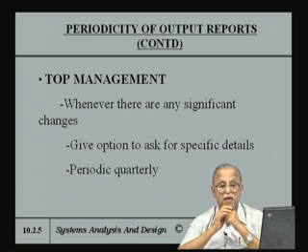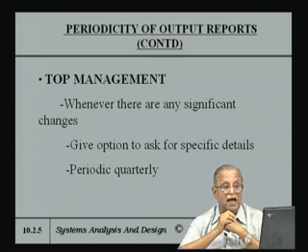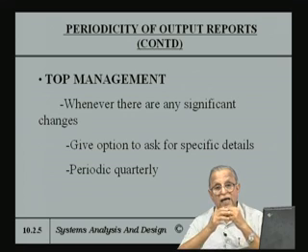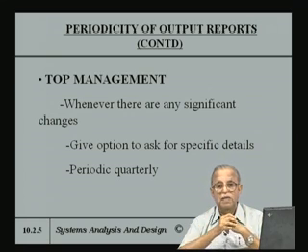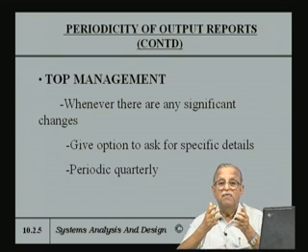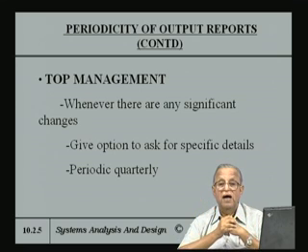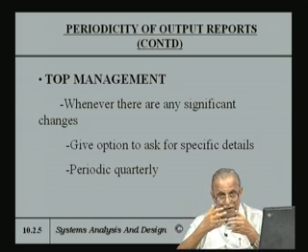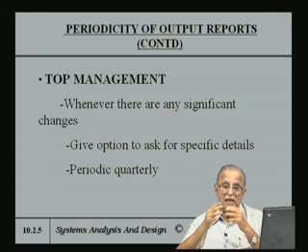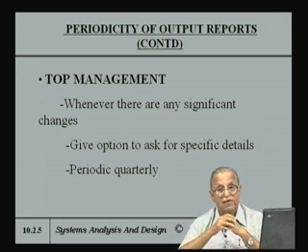The periodicity of the reports. Top management: whenever there are significant changes, you inform the top management. And you don't have to really send it; normally the period may be once a quarter, that is once in 3 months or so, towards the time when they have to review their operations. So once in 3 months you send certain reports, but whenever there are any significant changes in the operations which you want to bring to the notice of top management, you have to do that.